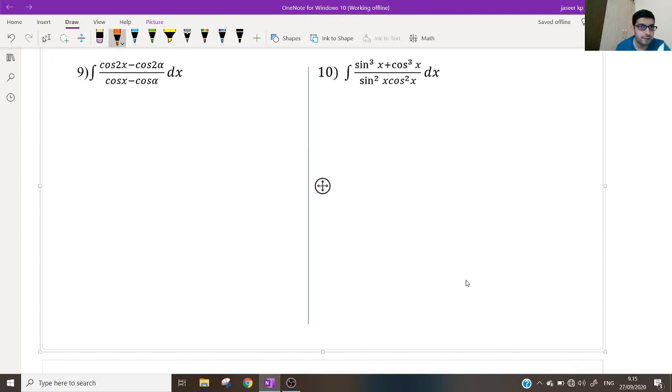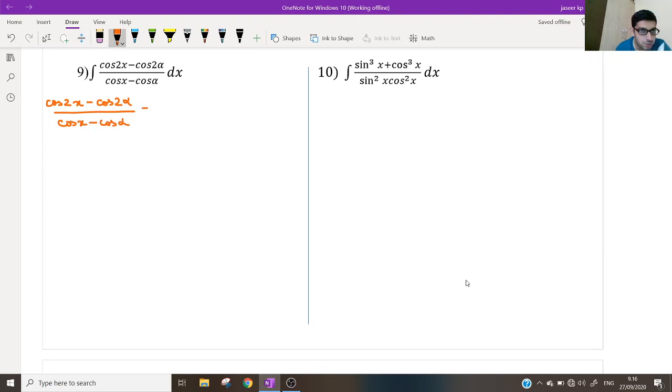Now again to the ninth one, cos 2x minus cos 2 alpha divided by cos x minus cos alpha. So again let us simplify the given expression, cos 2x minus cos 2 alpha divided by cos x minus cos alpha. So cos 2x, we will write it as cos square x minus sin square x.